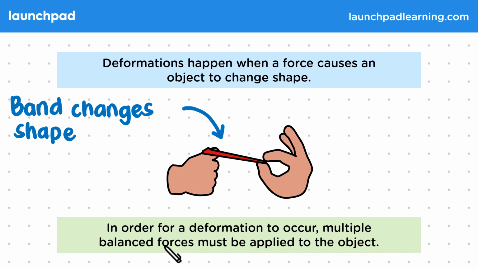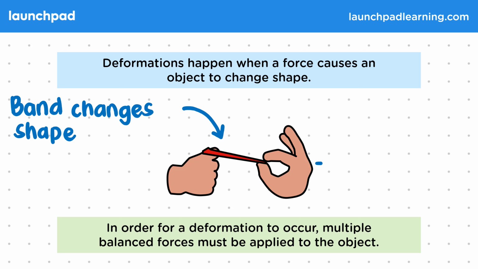Remember that forces cause an object to change speed or direction, depending on the overall force on an object. In other words, we want forces that will push or pull on different parts of the object, but won't make it move around overall. In this case, we use two forces to deform the band.